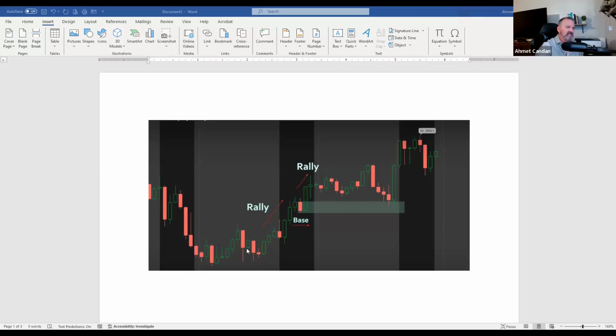So this is exactly what I mean. At first, we have that rally, base, rally. And notice I drew my base, or my demand zone, based on this one basing candle. I typically draw them from the bottom wick to the top of the body for a demand zone. If it's a supply zone, I do it from the top wick to the body. But again, if we're just looking at demand zones, I would draw from the bottom wick to the top of the body. And we drew that because we saw a rally, a basing candle, and then another rally.